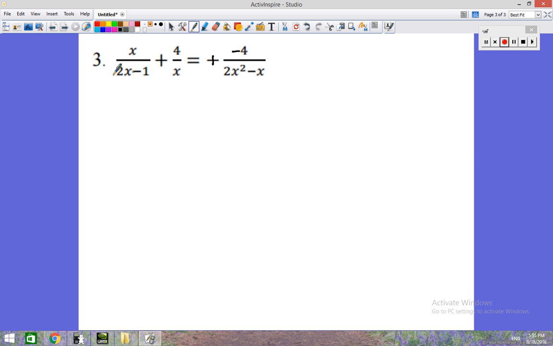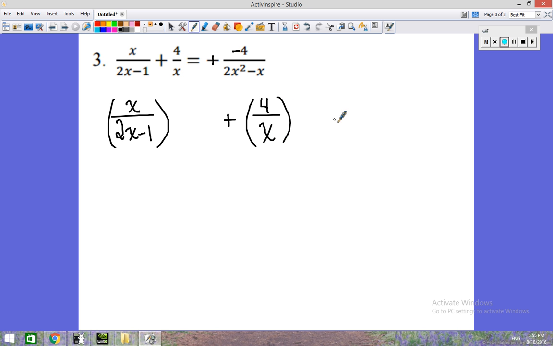Alright. I can't factor this denominator. I can factor the denominator on the right. So let's do that. We've got 2x minus 1. And I'm going to leave a little bit of space here. And I've got 4 over x. And I'm going to leave a little bit of space here. And I think you'll see why right now. Because if I look at these two terms, they have an x in common. And I have x times the quantity 2x minus 1, if I factor that. So that's the denominator that I want to see in these other two terms.